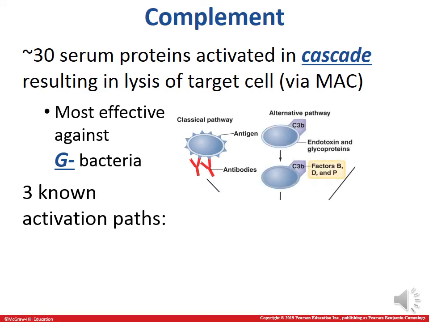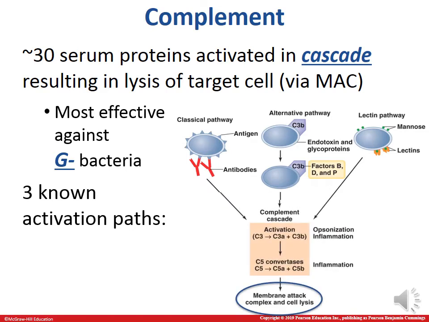Another way is that the complement proteins themselves stick directly to the surface of the bacteria, or another pathway where the complement sticks to these little sugars on the surface of certain bacteria called lectins. And so no matter how you turn it on, you end up with this cascade. And don't worry about which complement protein does which. They were named in the order that they were discovered, not in the order that they actually turn each other on. So don't worry about the number assigned here.